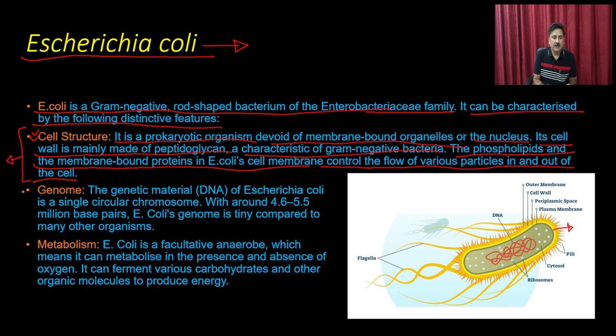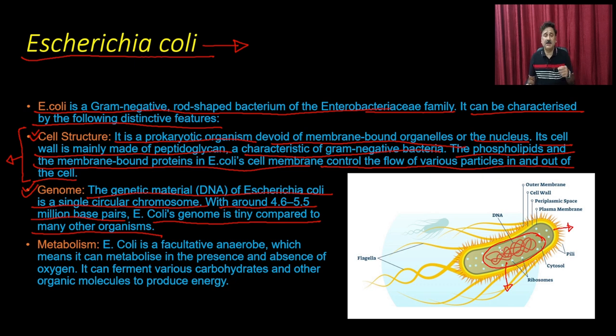Now, related to the genome, the genetic material of E. coli is a single circular chromosome. This is what you see here, right. This is the chromosome of E. coli with around 4.6 to 5.5 million base pairs. The E. coli genome is tiny compared to many other organisms, and this is very useful and advantageous, because if the organism's genome is smaller, the cell will have additional energy available for replication of the extra-chromosomal DNA or plasmids.